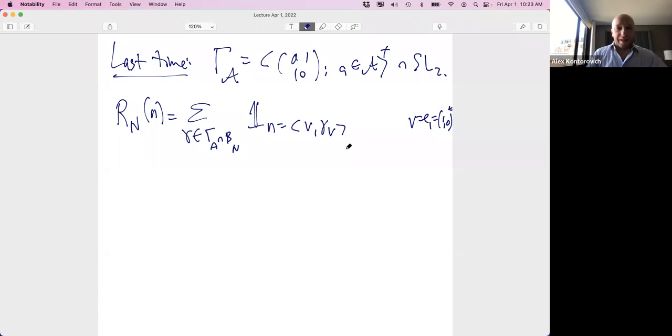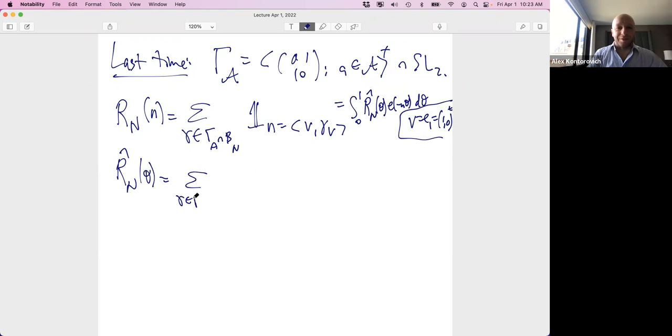By elementary Fourier analysis, this is recovered by taking the Fourier transform and then the inverse Fourier transform, where the Fourier transform is nothing but replacing the indicator function by an exponential of size n, e to the 2 pi i theta, <v, gamma v>. So far, so good.